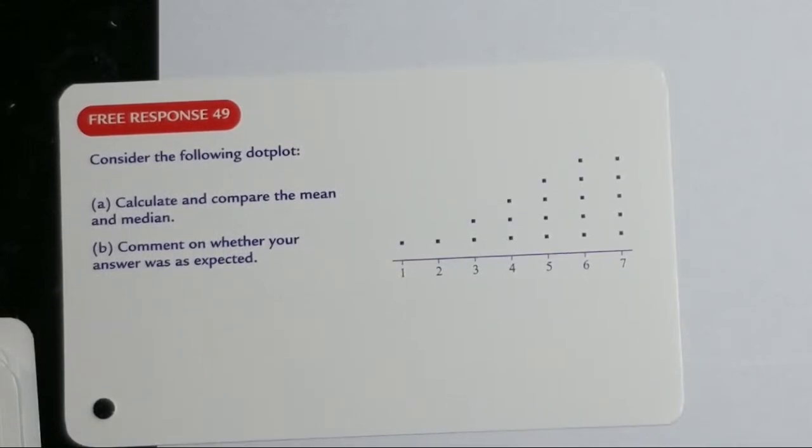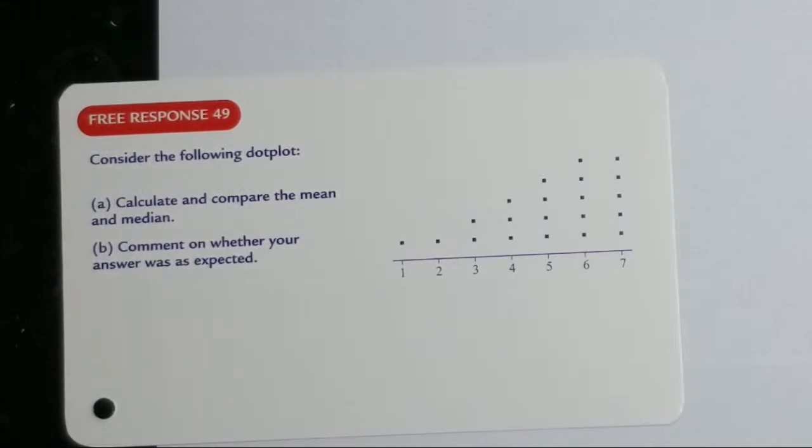Now, obviously, this is not going to be the basic kind of problem you're going to be seeing on tomorrow's AP test. But it's just a good reminder as to what you have in front of you. They're asking for you to calculate and compare the mean and median. And then B, comment on whether your answer was as expected. Part B has to do with the shape of the graph.